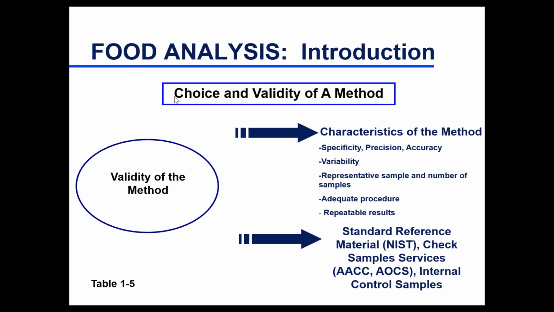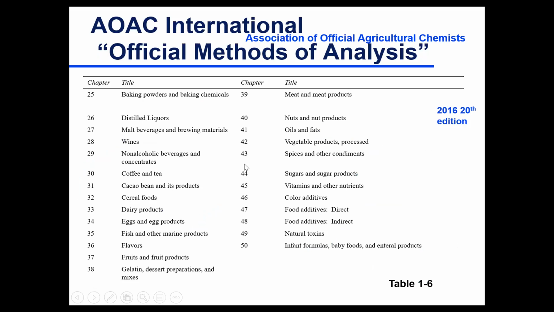Okay, good. So there are different organizations, like I said, that would have approved official methods for different types of analysis and different types of food. If you are seeking official methods of analysis for different types of food, this example here in this table shows you so many different varieties of food, and these are approved by AOAC, which currently stands for Association of Official Agricultural Chemists.